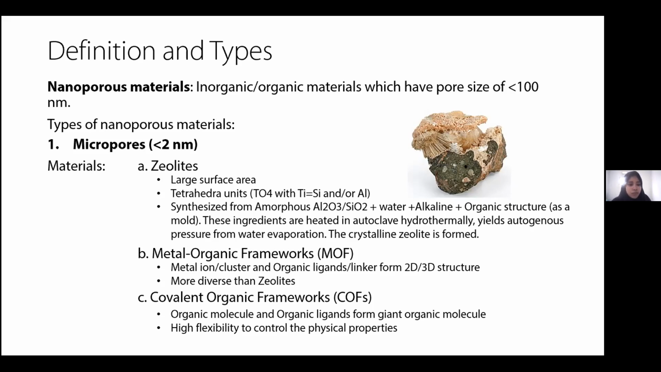The second material is metal organic frameworks, or MOF. The 2D or 3D structure is formed from metal ion or cluster and organic ligands or linker. It's more diverse than the zeolites. And the third one is covalent organic frameworks, or COFs. Its giant organic molecule is formed from organic molecule and organic ligands. It has high flexibility to control their physical properties.